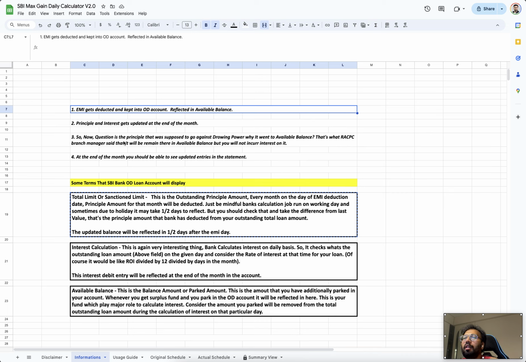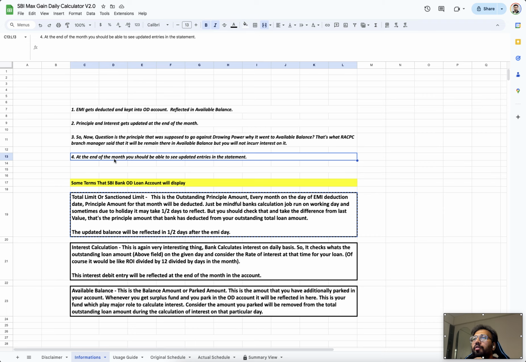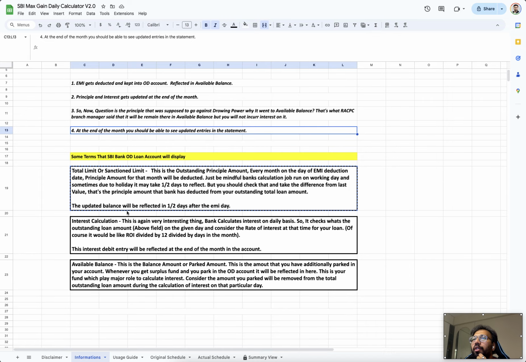That's how this RSCPC manager basically explained to me when I was inquiring. So the EMI will get into your OD bank account, and then from your OD account, the principal component will be deducted. Okay, so don't worry about this. We'll see this at the end of the month. We'll be able to see the debit entry of the interest. That's what I mentioned. Okay.